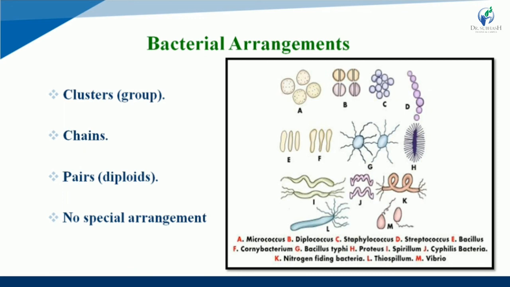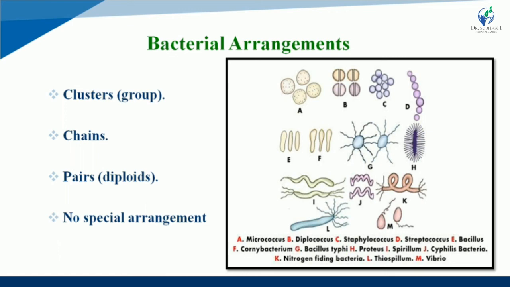Next one is in chain. So in chain, first one is E. E means Bacillus species, F means Corynebacterium, G means Bacillus typhi, and H means Proteus species. So E to H species, they are arranged in chain form.